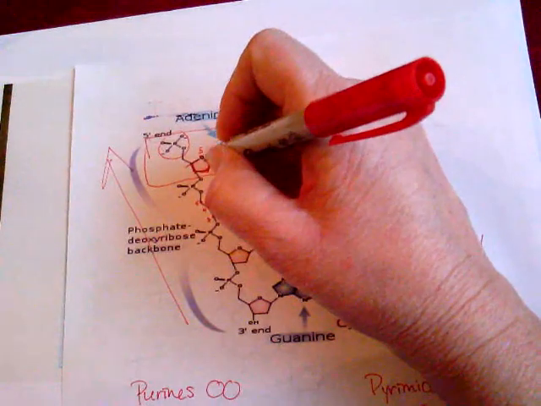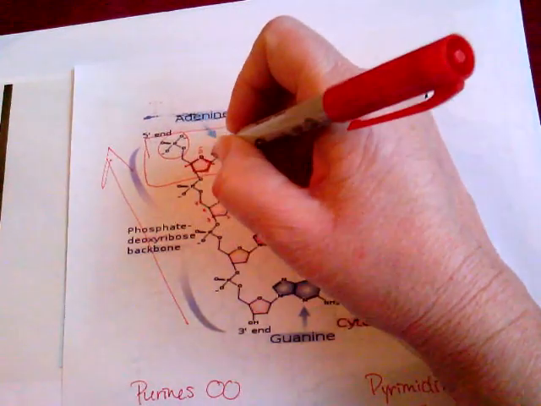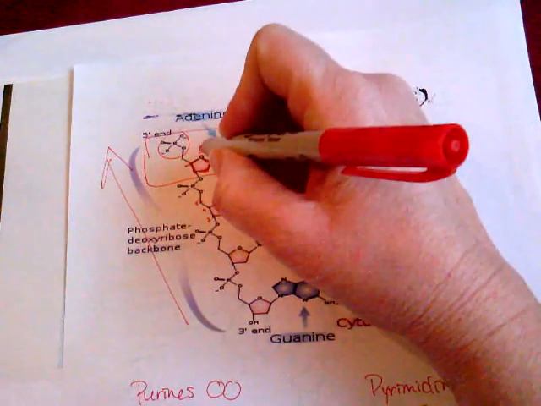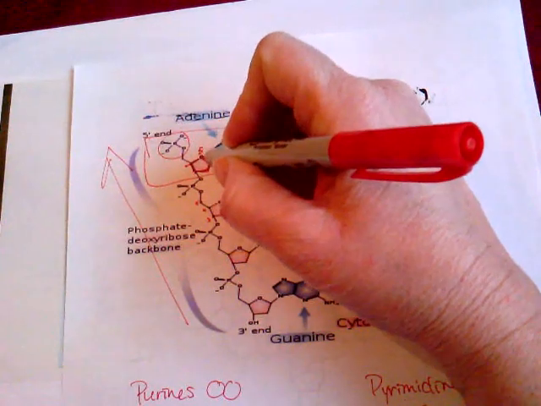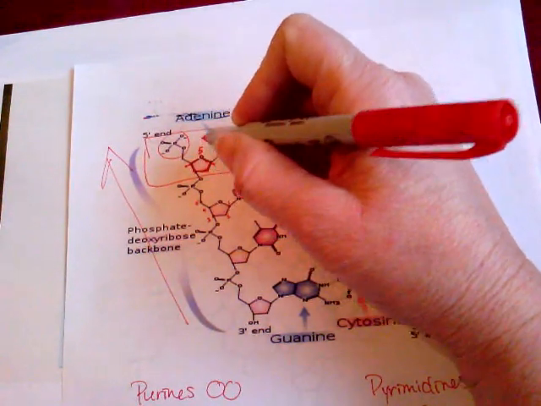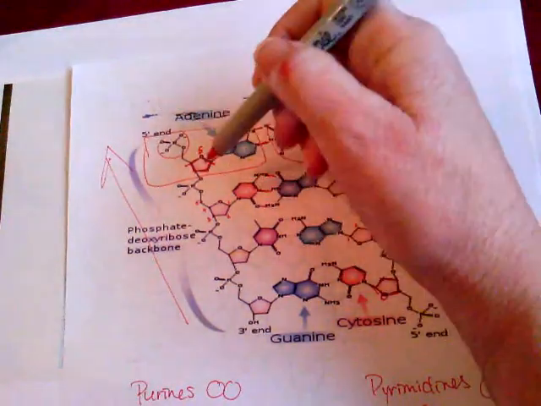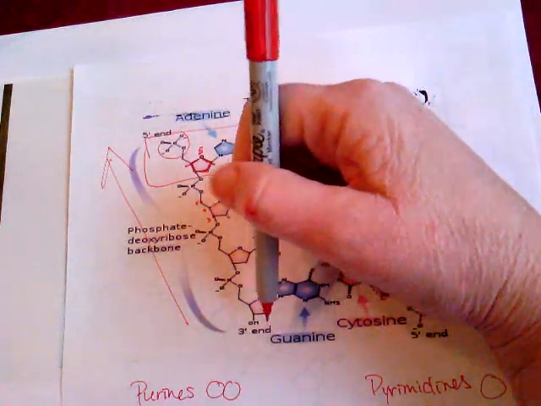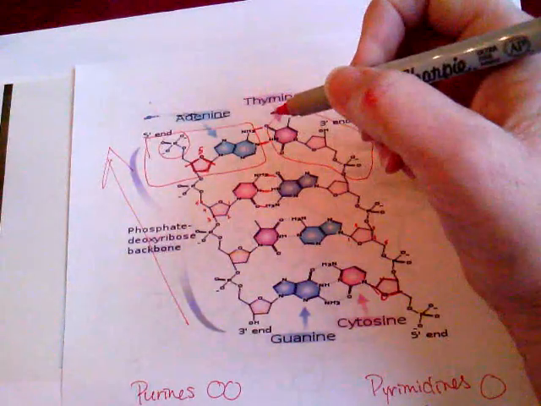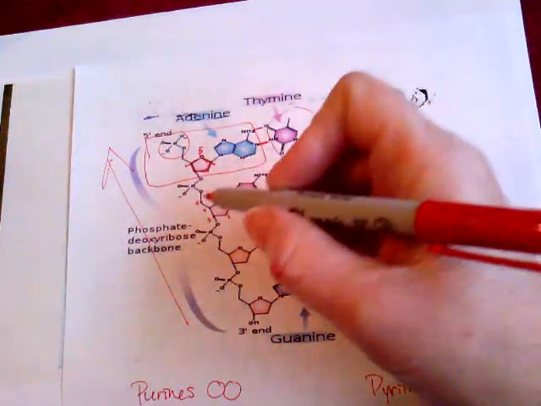I always say, look at the sugars. They look like little houses with a roof, right? And I always say, find the tip of the roof, that's 5, that's at the tippy top. So this is the 5' end, and then down here would be the 3' end.